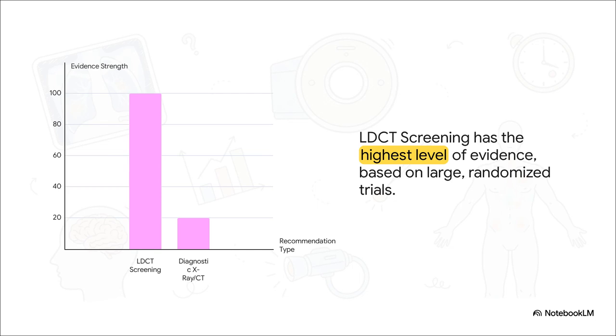And here's why that's so important. Look at the evidence levels. LDCT screening has level A evidence. That's the highest you can get. It's backed by major clinical trials. Compare that to a lot of the initial diagnostic tools, which are level C, basically expert opinion. This shows just how solid the data is for screening.